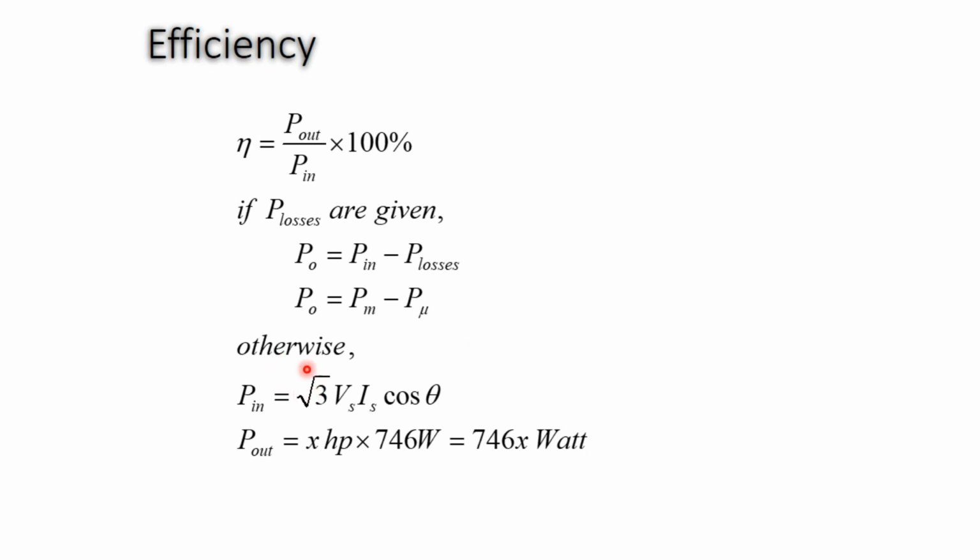Now find out the input, which is equal to our source voltage and current into cos theta. So the supply voltage and supply current into root 3 cos theta gives us the value of our supply power or input power. So P in is equal to root 3 Vs Is cos theta. Now output we find out from X HP, which is in horsepower, of any value, multiplied by 746, and we get the value in watts as P output.